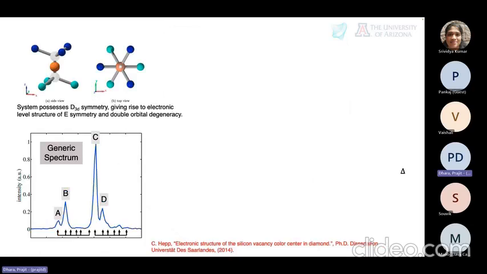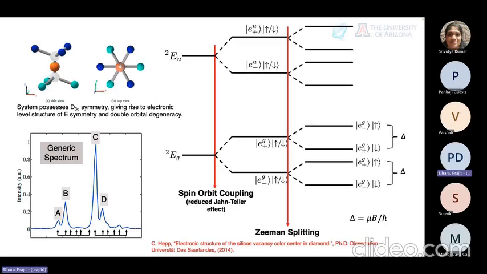So the generic spectrum of this shows us four principal optical lines that can be probed. Working out the group theoretic configurations and what energy values are allowed, the electronic structure is as follows. We essentially have four-fold degenerate states separated into a ground state and an excited state manifold, which due to inherent spin-orbit coupling split into two orbital states, and then with additional magnetic fields you can get Zeeman split states which are spin resolved.